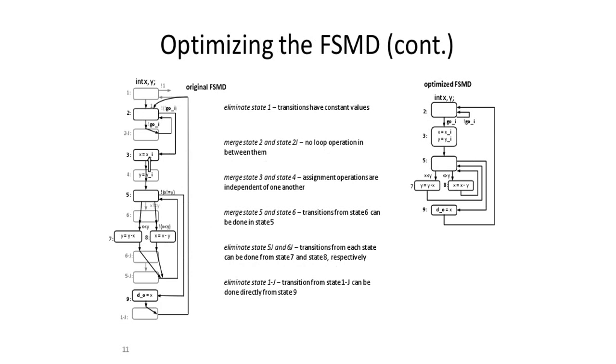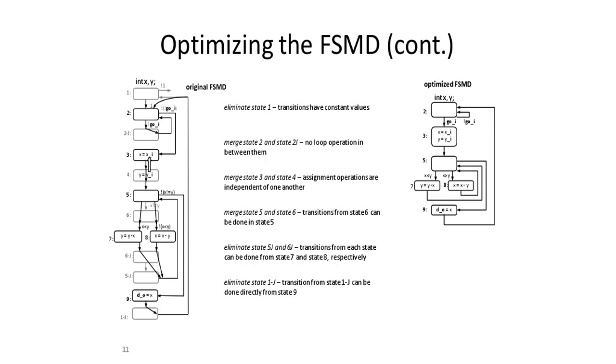Next, you can merge the 3 and 4 states. Those are independent variables, so you can do the assignment in the same state itself, so that 3 and 4 could be merged. Now here 5 and 6 could be merged. Why? Because the 5 or 6 state is a comparison operation, x equals y or not, so it will go to either of two states. It cannot go to two states simultaneously, and those are independent operations.